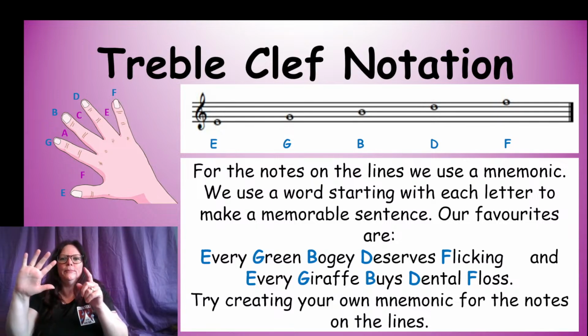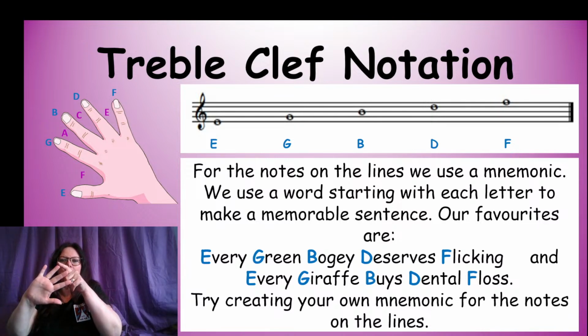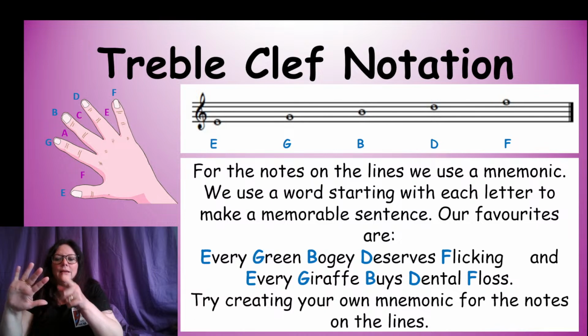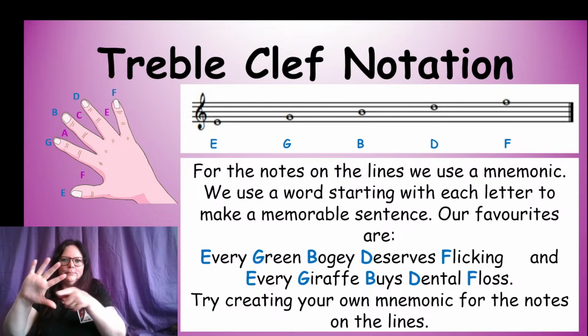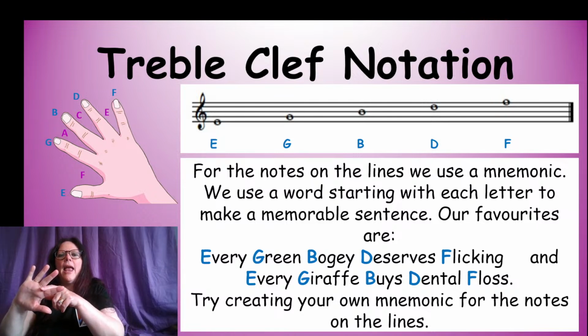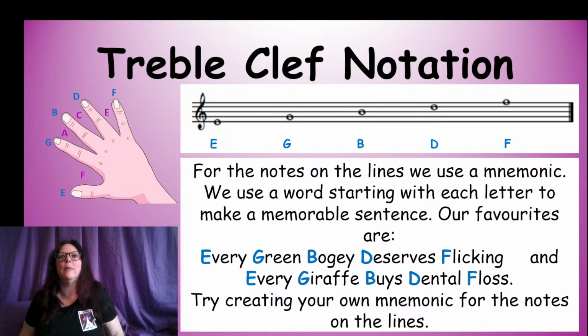Let's try another one. Let's do the fourth line. D, every green bogey deserves. And one more, let's do the second space. And that should have been an A, F, A, facing the space.